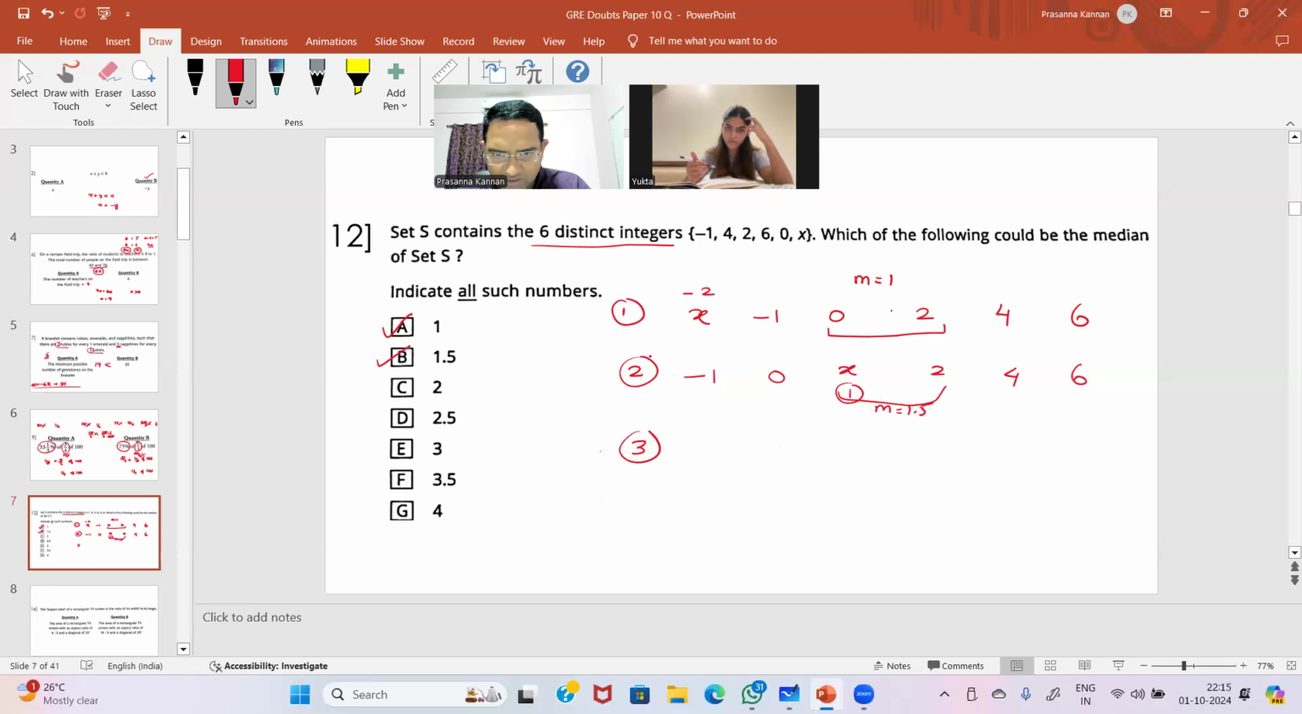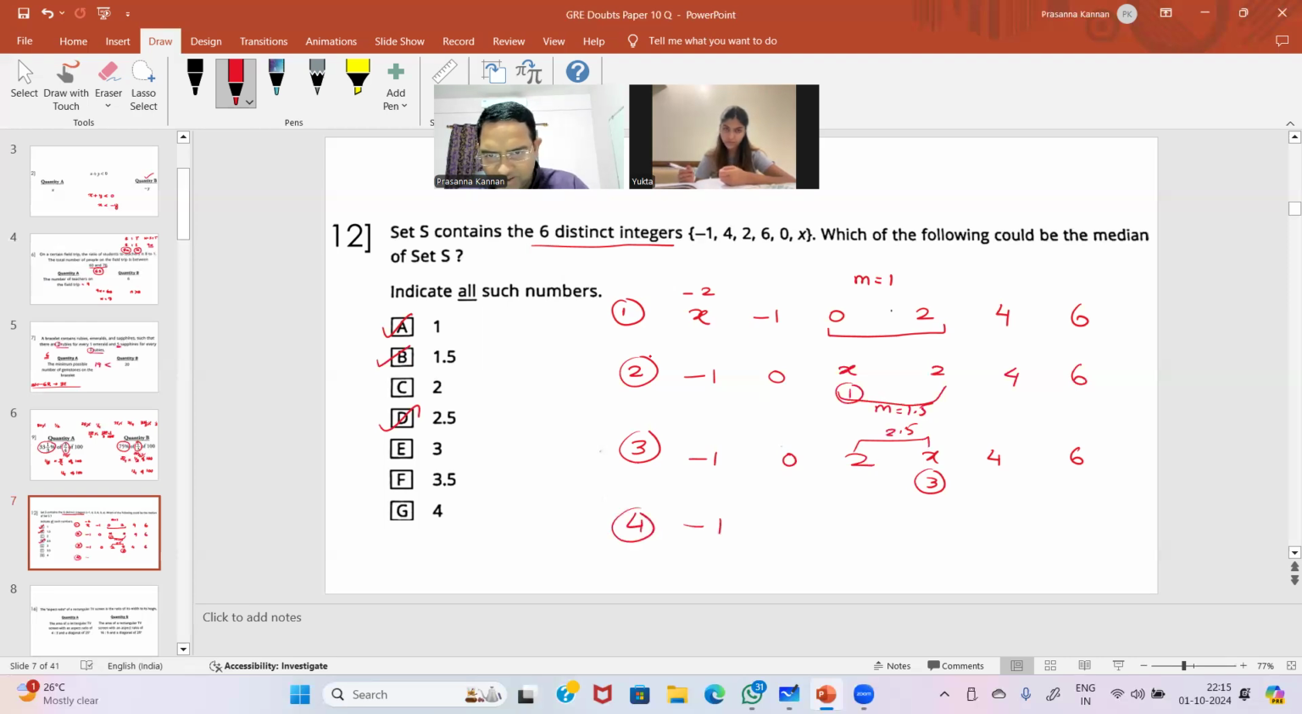Next possibility is, so -1, 0, 2. It's between 2 and 4, which means your x value is 3. So when your x value is 3, the median is the average of these two, which is nothing but 2.5. So 2.5 is possible.